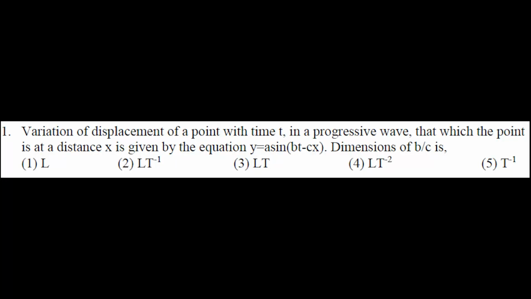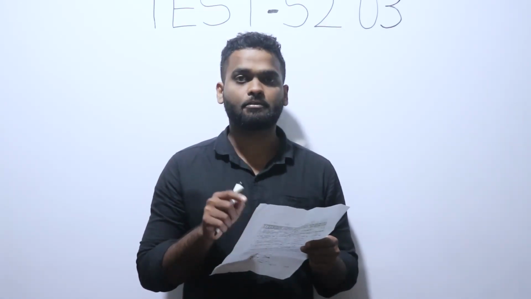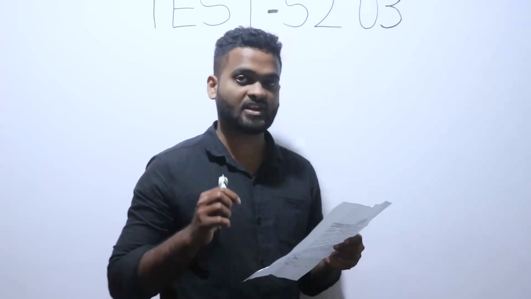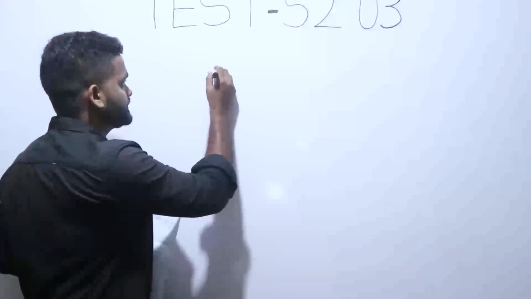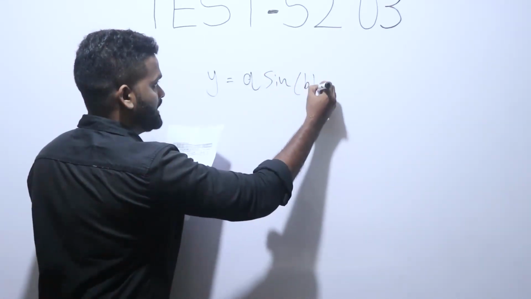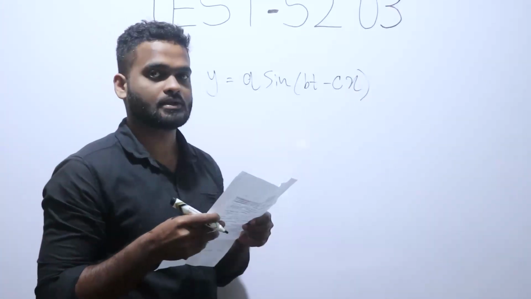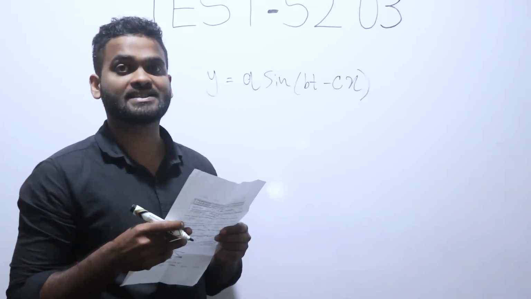Variation of displacement of a point with time t in a progressive wave, at which the point is at a distance x, is given by the equation y equals a sine (bt minus cx). So what they are asking is the dimensions of b over c.